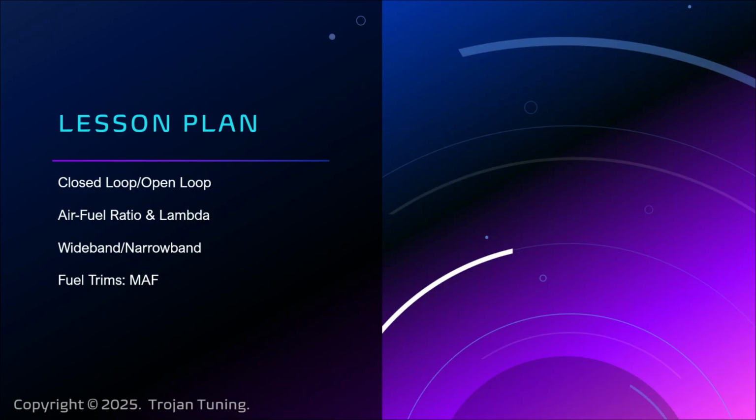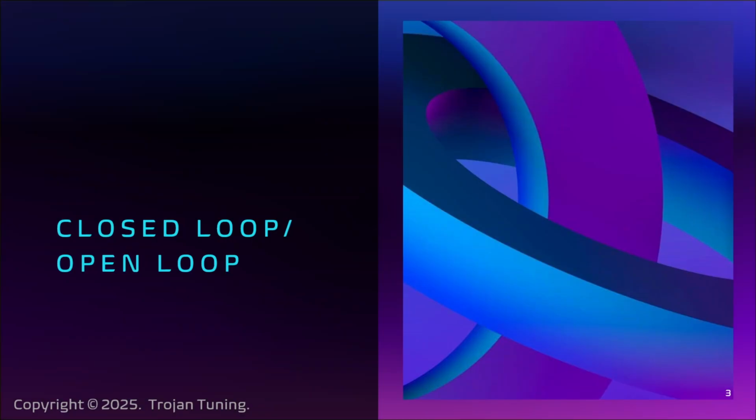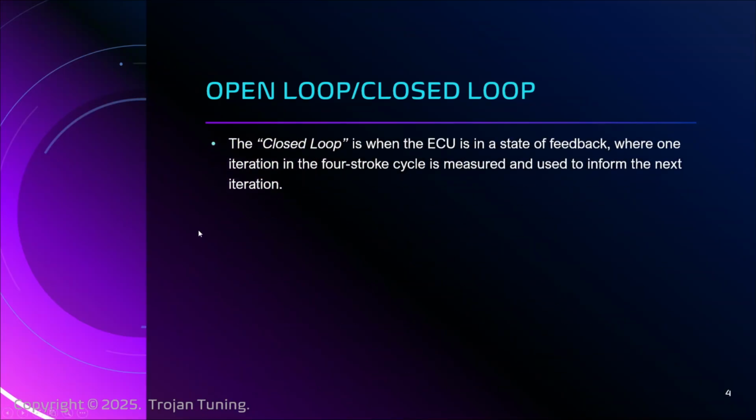trims and the mass airflow sensor, fuel trims in the speed density model, S650, the Platypus ECU, and commanded and actual lambda as a counterpoint to fuel trims. So, closed loop and open loop.